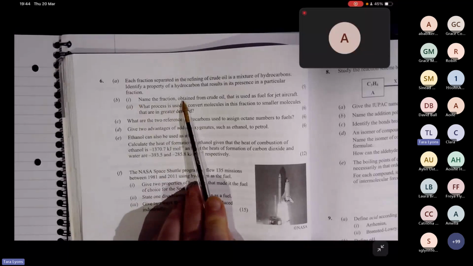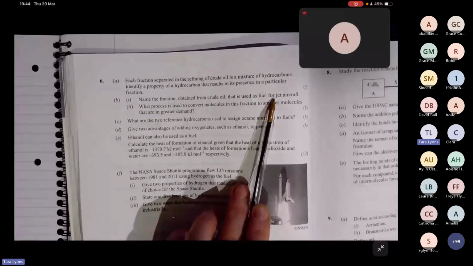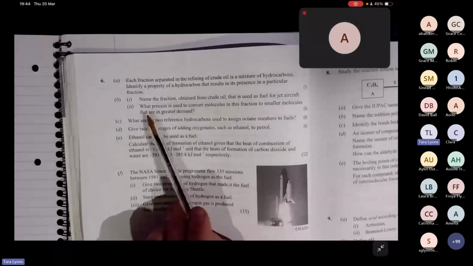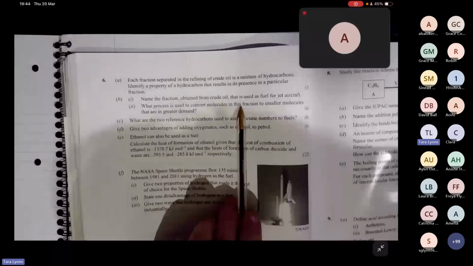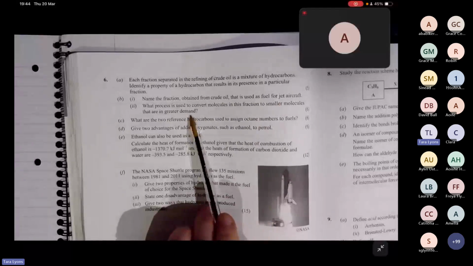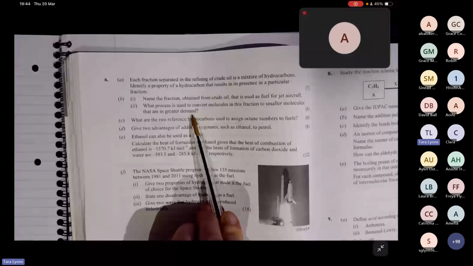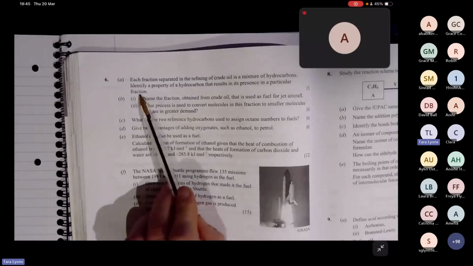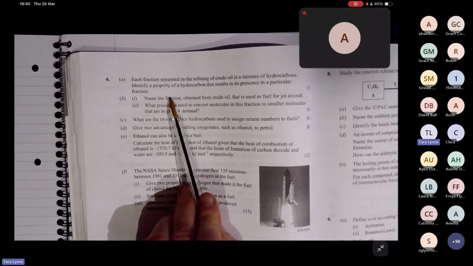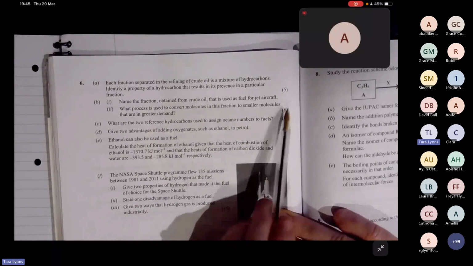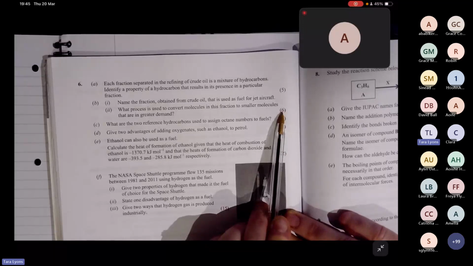Name the fraction obtained from crude oil that's used as fuel for jet aircraft. So that was your kerosene fraction, so we needed to know that. And then what process is used to convert molecules in this into smaller molecules that are in greater demand? So what was the name of the process that made longer molecules into smaller molecules that were economically more beneficial, that were in greater demand? That's your catalytic cracking. Now, we've written the word boiling points, we've written kerosene, and we've written catalytic cracking, and we've got 11 out of 50 marks, we're on 22%.